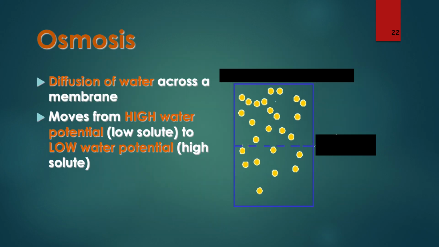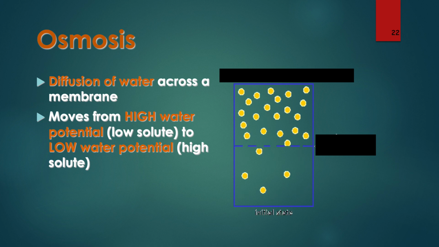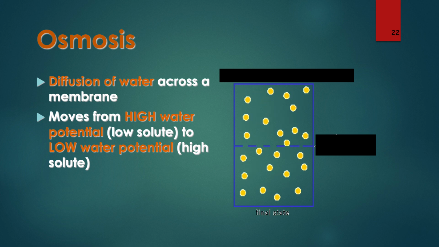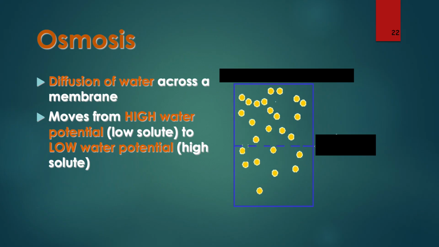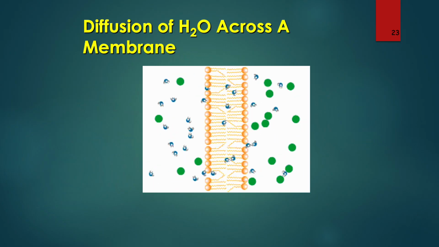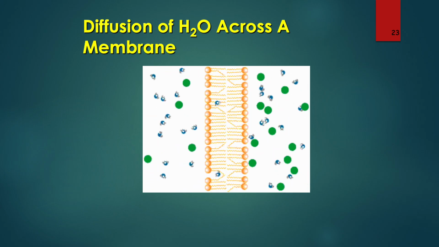Osmosis is diffusion of water. This is when water molecules are moving from an area of high concentration to an area of low concentration. It is the diffusion of water across a membrane.